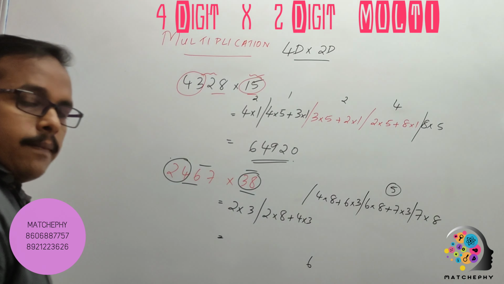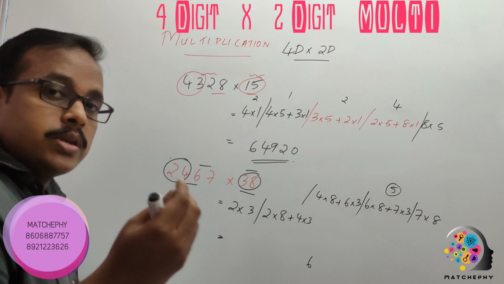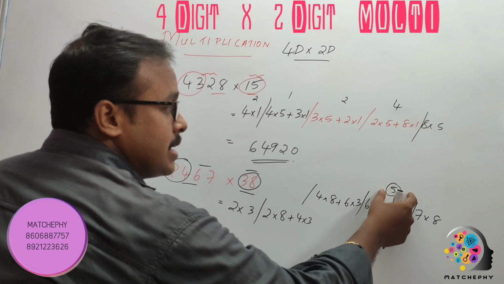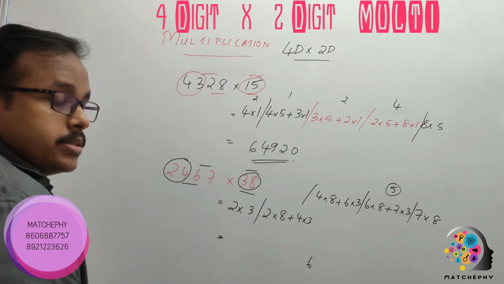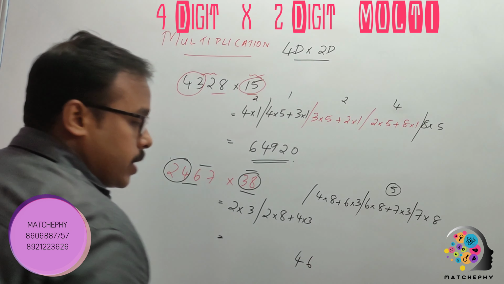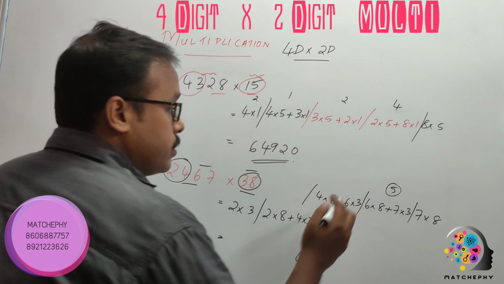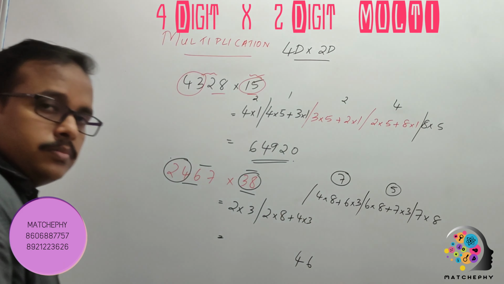48 plus 21. What is that? 48 plus 20 will be 68. Plus 1, 69. 69 plus the carryover 5. How much is 69 plus 5? 74. Okay. Big numbers. Don't worry. Just keep it in practice. Okay. 74. 7 will be the carryover.